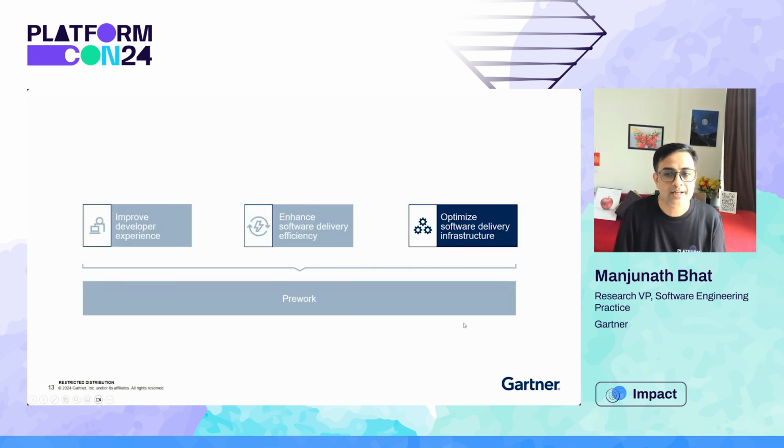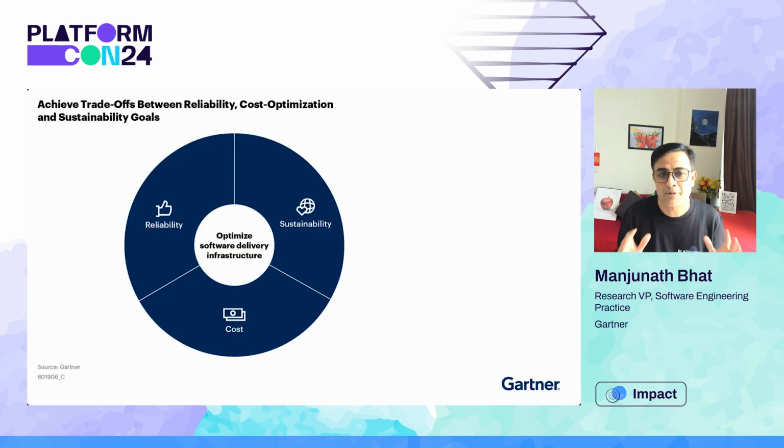Now, lastly, let's look at how can we optimize software delivery infrastructure. And if we think about software delivery infrastructure, it revolves around these three attributes, right? So you're looking at reliability as one aspect of software delivery infrastructure. Reliability can take different forms. For instance, availability is a very classic example of this. Maybe reliability can take other aspects like latency is another element of reliability, but also the more emerging aspects of sustainability or very traditional aspects of cost optimization.